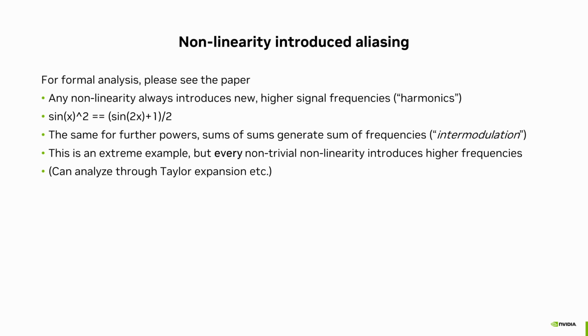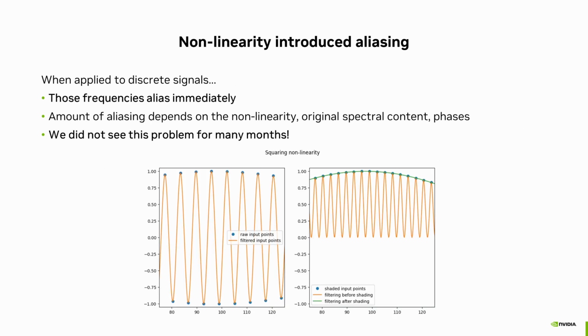Every single non-trivial nonlinearity introduces higher frequencies and higher harmonics. Audio processing has developed theory and practice for analyzing those, as higher harmonics are essential for generating or avoiding audible distortions. When these additional higher frequencies are created on discrete signals and exceed their Nyquist limit, they alias immediately. The amount of aliasing depends on the use of nonlinearity, original spectral content, and the relative phases of different frequency components. Here is an example of this exact sine wave sampled slightly below the Nyquist frequency.